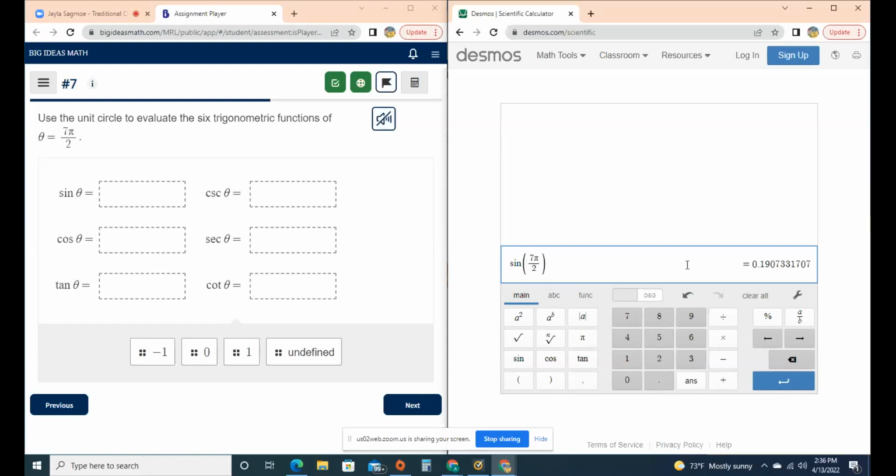So when you look at that, and you need to be in radian, whenever you see it in pi, it's got to be in radian. You're in degree right now. Your calculator has to be in radian, not degree. Okay, so see how it gives you a nice number there? So that's the answer. The answer to sine is -1.